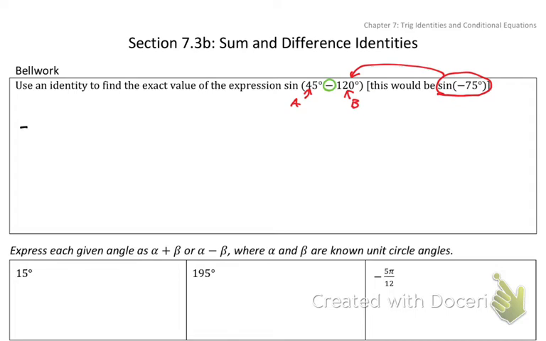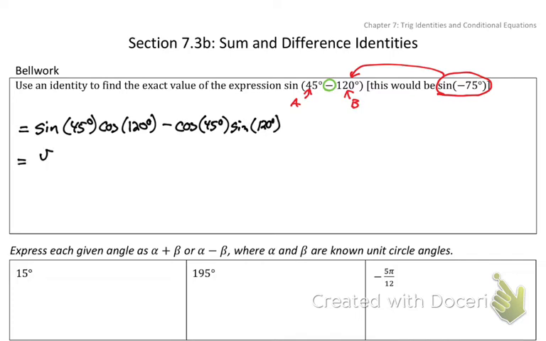So this is going to equal sine of 45 degrees, cosine of 120, did I say? Yeah. And for sine, when you subtract angles, you throw a subtraction in there, and then we just flip the cosine and sine. So we have cosine of 45 and sine of 120.